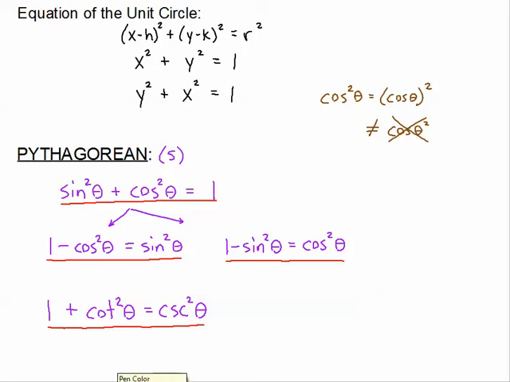And then our last one is found in a very similar way. We divided everything by sine squared to get this one. Now let's divide everything by cosine squared. If I take sine squared and divide by cosine squared, then I'm going to have tangent squared, and then a plus sign. If I take cosine squared and divide by cosine squared, of course I get a 1. And if I take 1 and divide by cosine squared, 1 divided by cosine squared becomes secant squared.